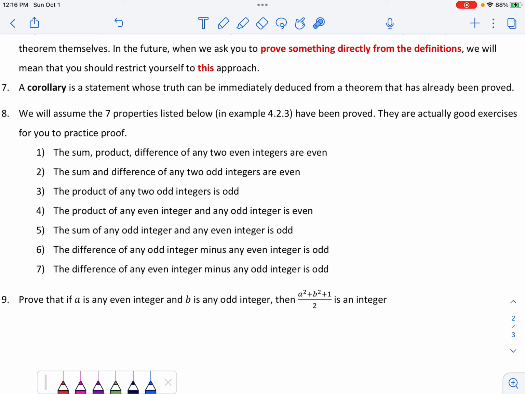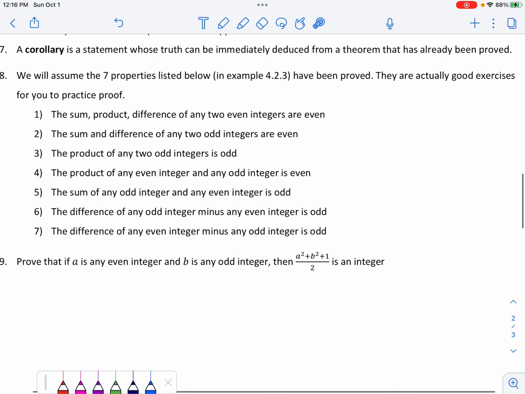The first one is the sum, product, and difference of any two even integers are even. That means adding, multiplying, subtracting two even integers, the result is going to be even. The sum and difference of any two odd integers are even. The product of any two odd integers is odd. The product of an even and odd integer is even. The sum of any odd and any even integer is odd. Difference of odd and even is odd. Difference of even and odd is odd. Those are very intuitive, but they're good exercises for you to prove.